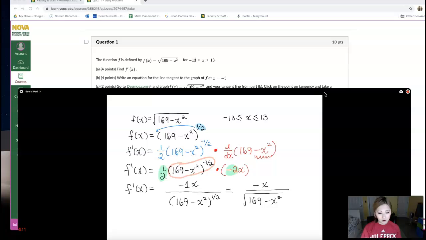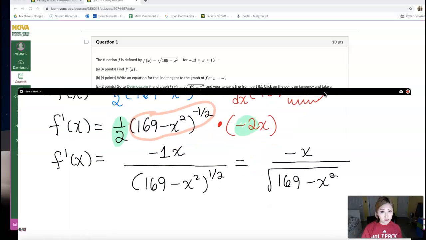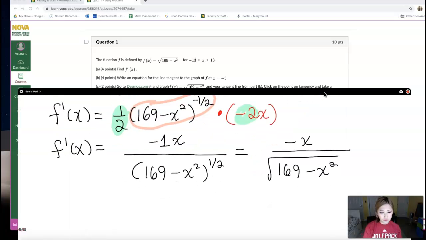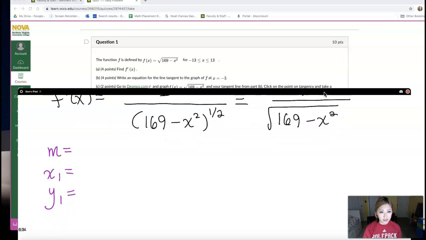Okay, so I brought my note back. And the equation of a tangent line at x equals -5. So let's take a look. I need m, x1, and y1 if I want to find an equation of a tangent line. My x1 is -5. So I'm going to go ahead and find m and y1 using f of x and f prime of x.